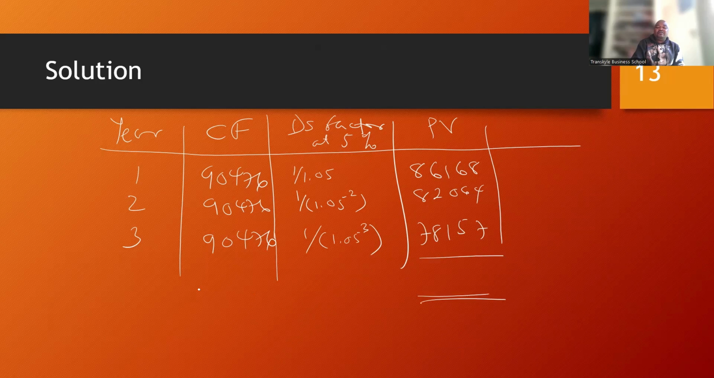Then you get the total. This is the PV of all the lease payments. So this would be the lease liability to be recognized. So the total there should be 86,168 plus 82,064 plus 78,157. So that's 246,389.